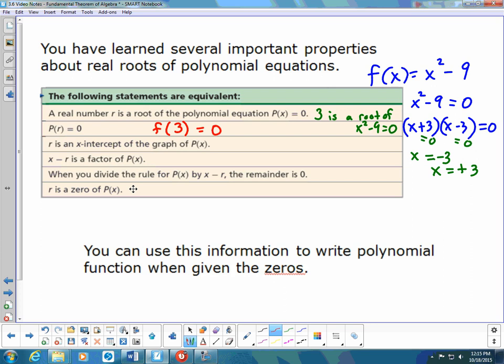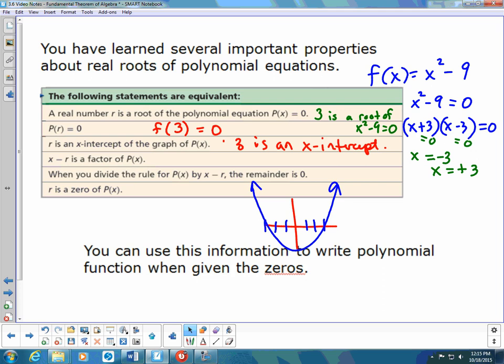Our third explanation, r is an x-intercept of the graph of p of x, means if we were to graph our function x squared minus 9 on our calculator, or by hand, we would see that it crosses the x-axis at both positive 3 and negative 3. We know that it's a parabola and that it opens up. So those are the two x-intercepts: 3 is an x-intercept, and negative 3 is an x-intercept.